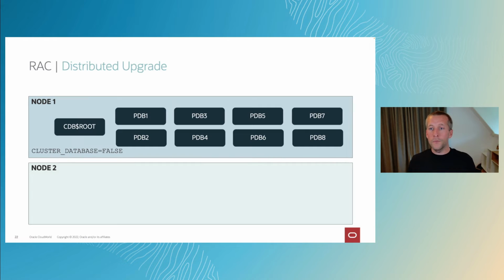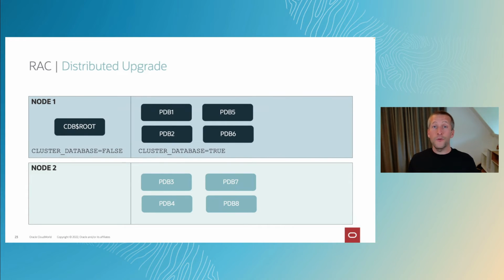We have node 1, where the upgrade is happening. First, CDB$ROOT is upgraded, and then all the PDBs in batches in parallel are upgraded. But look at node 2 in the bottom. It is just sitting there completely idle. We have changed that with distributed upgrade.